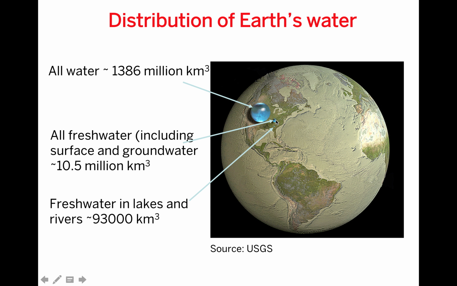Now, if you include only the fresh water in lakes and rivers that you see on the surface, then that would be this tiny dot. So this shows that water is very limited on our Earth, particularly fresh water. A lot of the water that we see is salt water in the ocean.